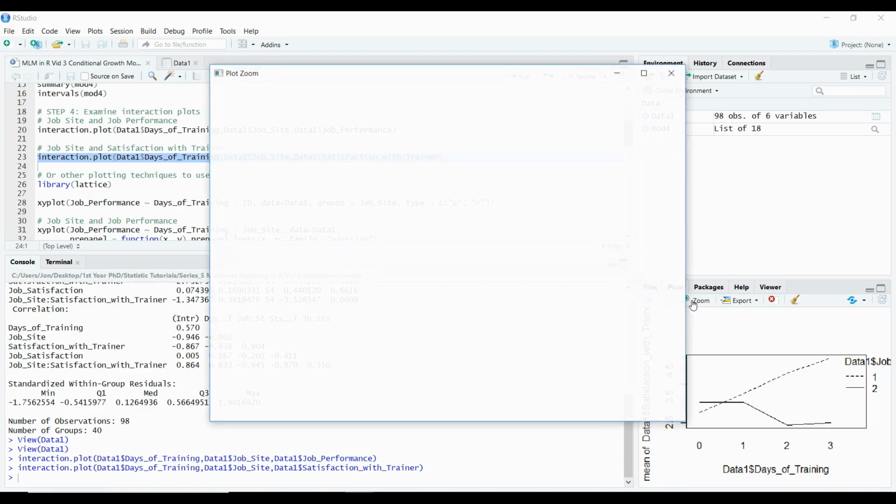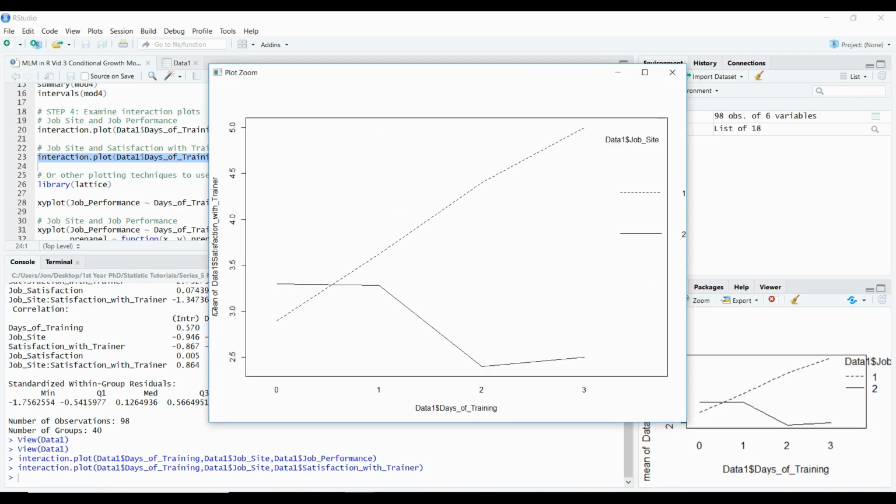And here it is. It's hard to see maybe on the side, but looking at satisfaction with trainer based on job site, you can pretty much see that over the 4 days of training, job site number 1 seemed to have more satisfaction with the trainer they were provided than job site number 2. Hence why perhaps there was not as much job performance, or wasn't at least demonstrated, at job site number 2. Something to take into account.